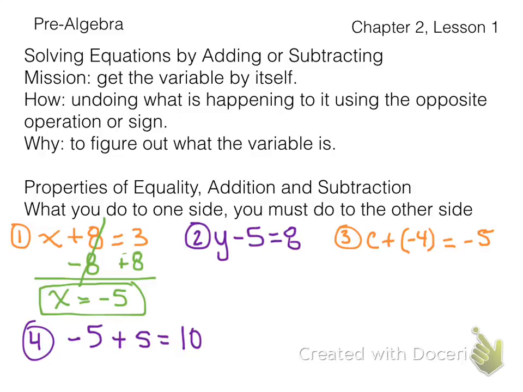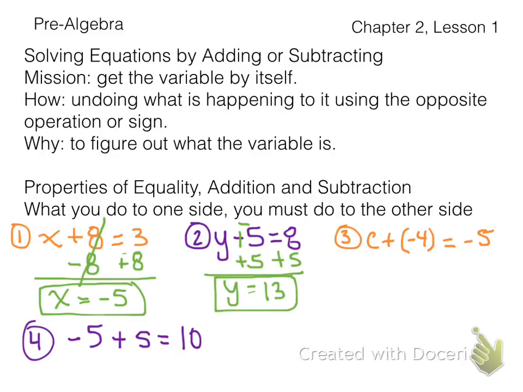All right, next up, we have y minus 5 equals 8. So the opposite of minus 5, or the opposite of negative 5, is positive 5. So I'm going to add 5 on both sides. So y is equal to 8 plus 5. 8 plus 5 is 13.